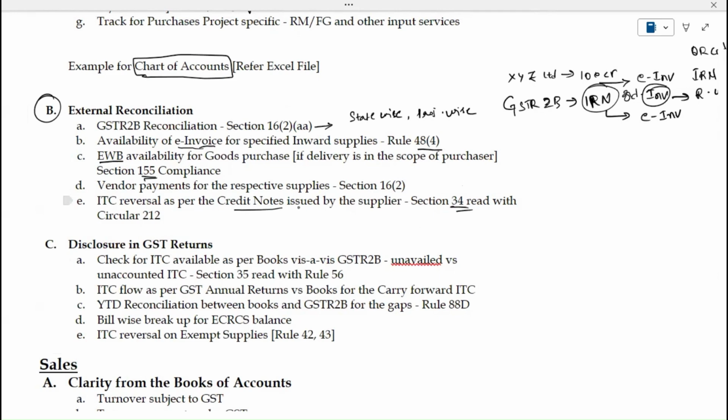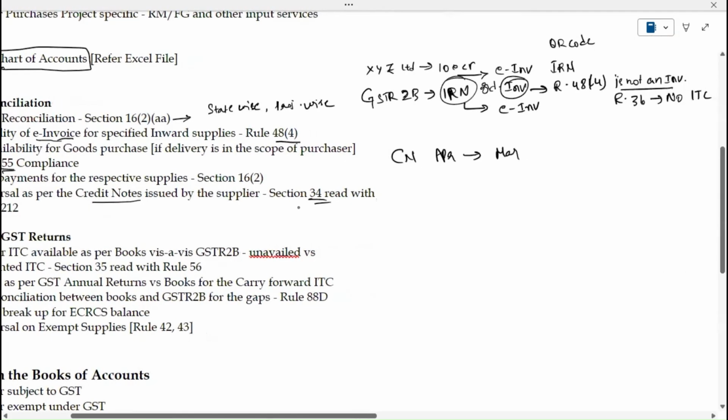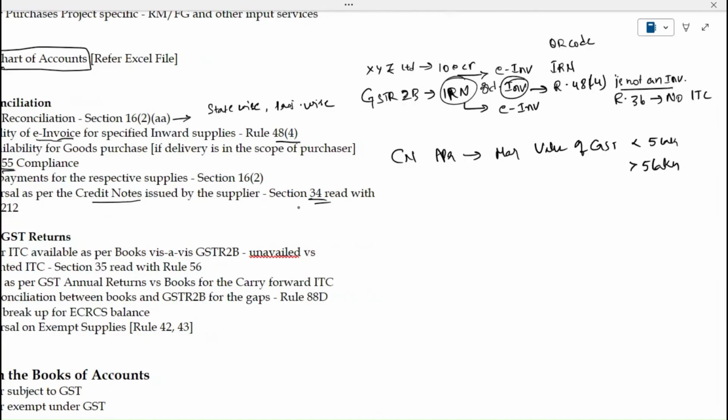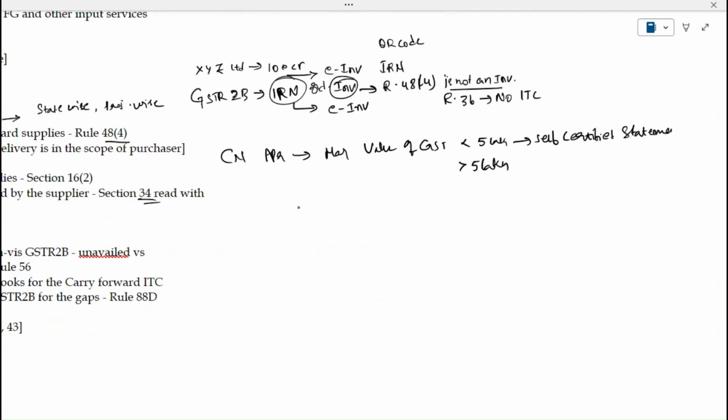So what we need to do at the end of the year, since we are in March: for credit notes from April to March, whatever I have issued, if the value of GST is less than 5 lakh, a self-certified statement from the buyer is needed. If the value of GST is more than 5 lakh, a chartered accountant has to certify.